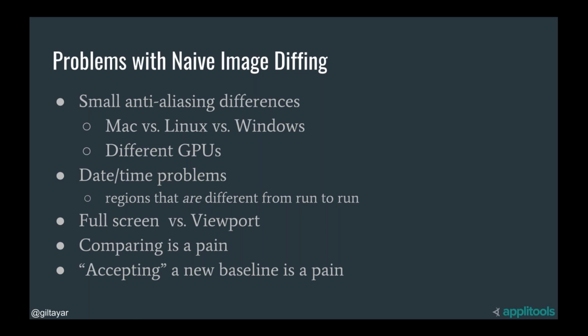I have to find out where the problems are. And accepting a new baseline, let's say I didn't find a bug. It was a real change in the application. Accepting that new baseline is a big pain because I have to copy from the actual folder to the expected folder, rerun the test, copy from the actual to expected, rerun the test until everything is fine. It is a real pain.